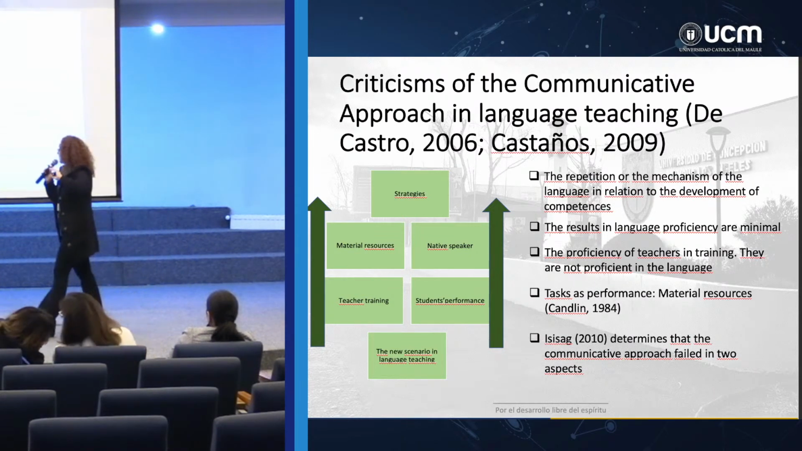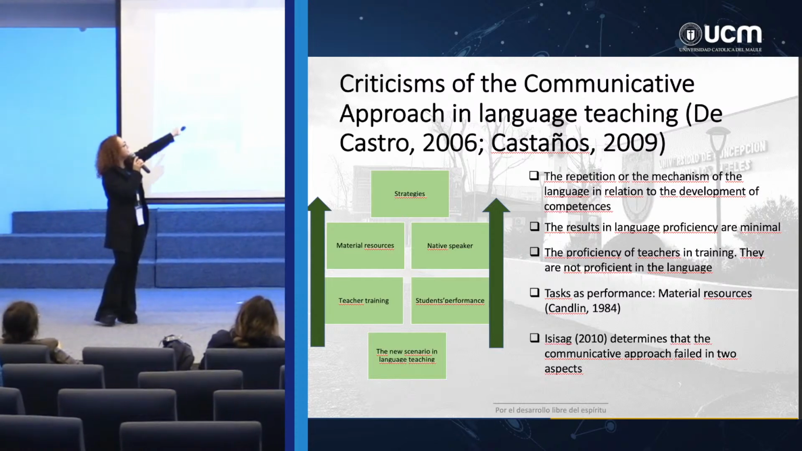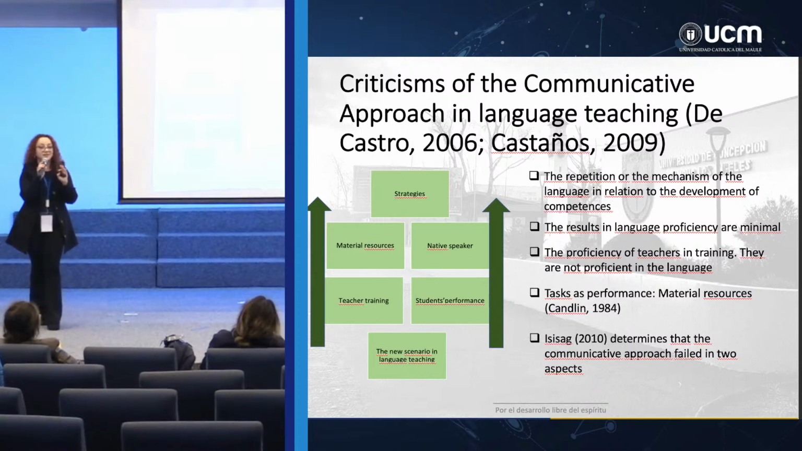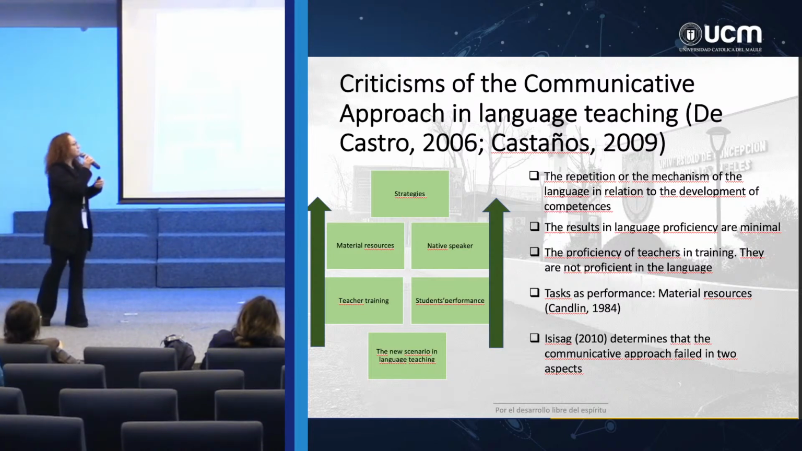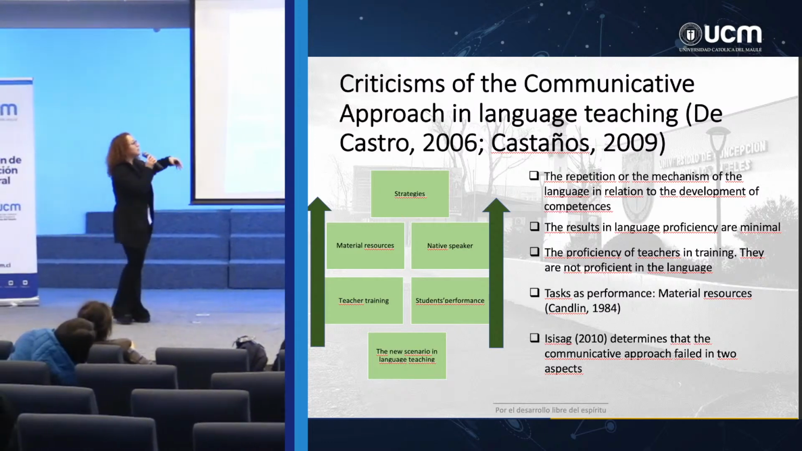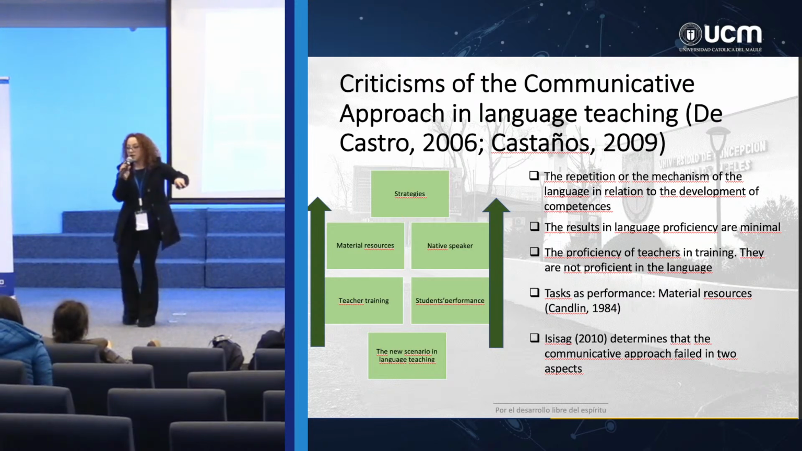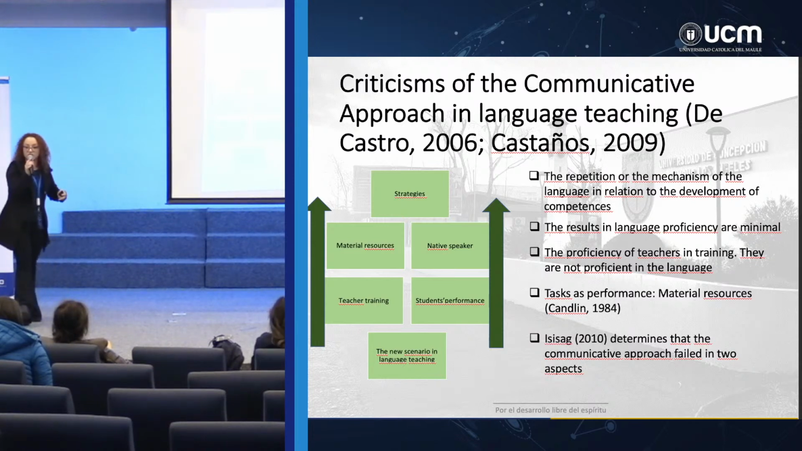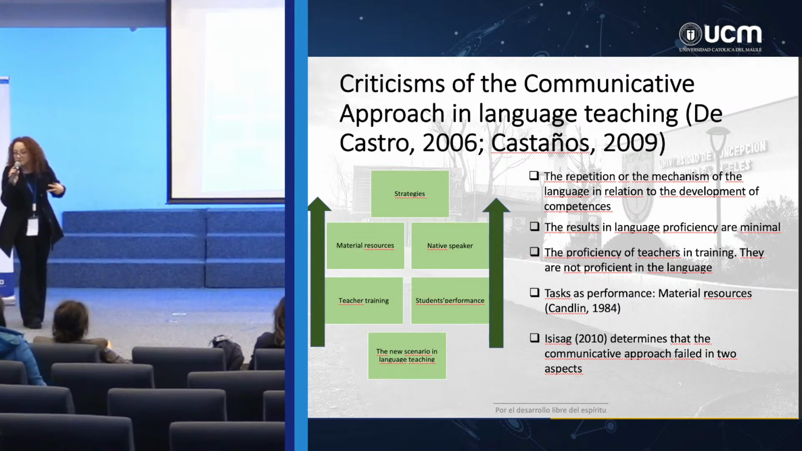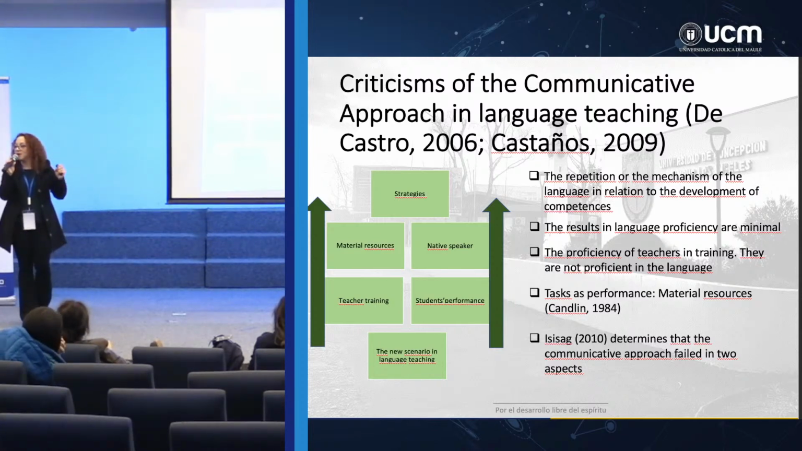The new scenario in language teaching changed teacher training. Here we've got many students in the teacher training process, the student's performance, material resources, native speaker, and strategies. So the communicative approach set a new idea in the 80s, but they tried to change that in the 2000s. But what happened afterwards was that the criticism was set first in the teacher training processes, because universities needed to increase the level of proficiency in language learners. But if they did that, no students would apply to those programs.